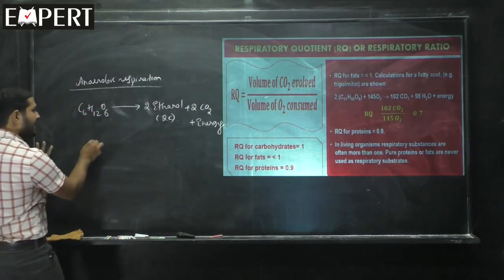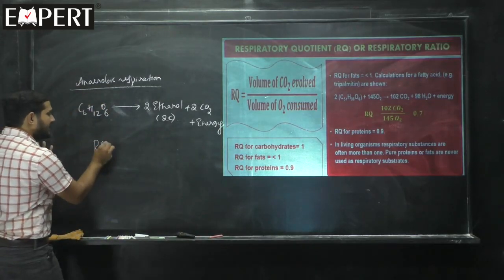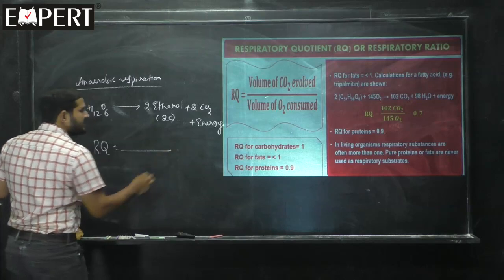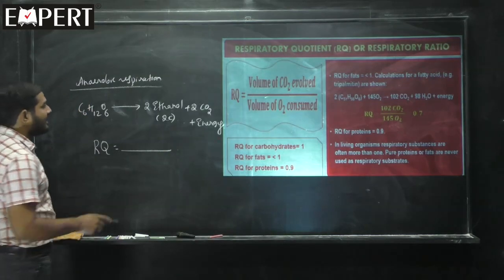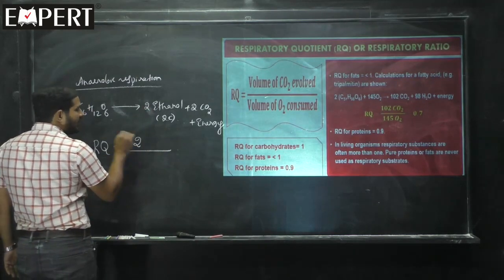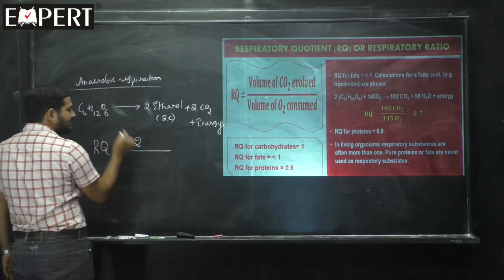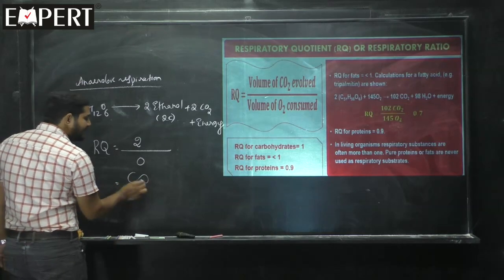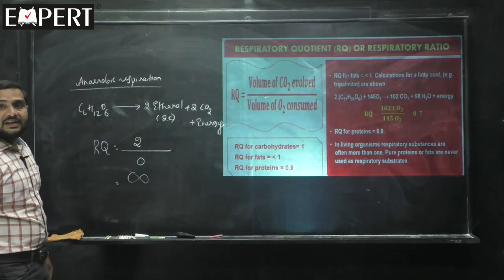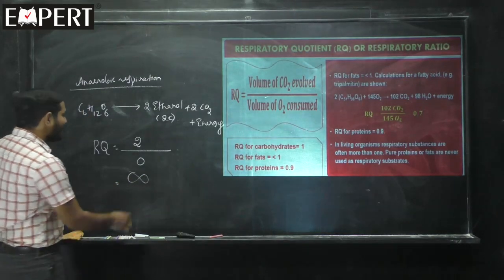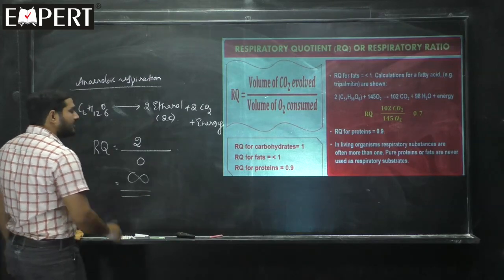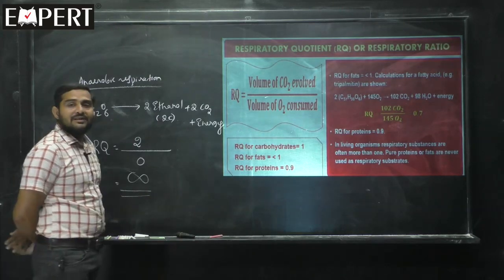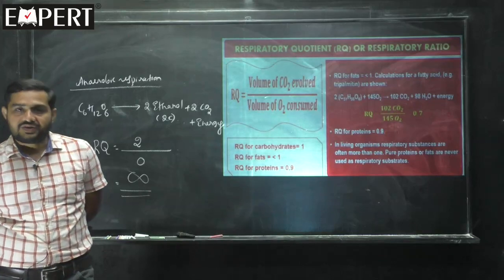The RQ value here, tell me what? The RQ value here is going to be CO2 evolved. How many CO2 evolved? 2 CO2 evolved. How many O2 consumed? 0. So, what is the answer? The answer is infinity. So, infinity is the RQ value for when the respiratory substrate is going to be what, tell me? It is going to be carbohydrate.